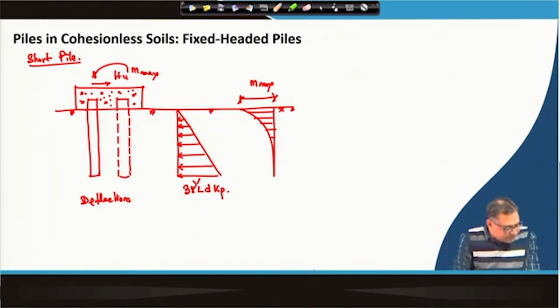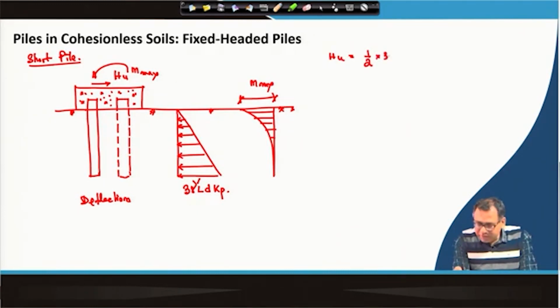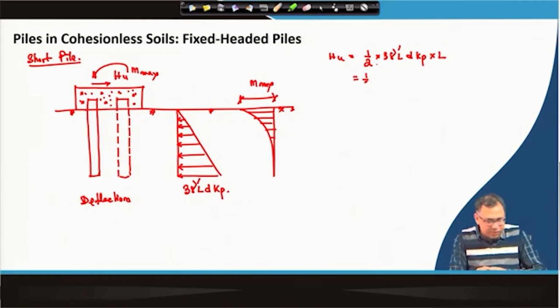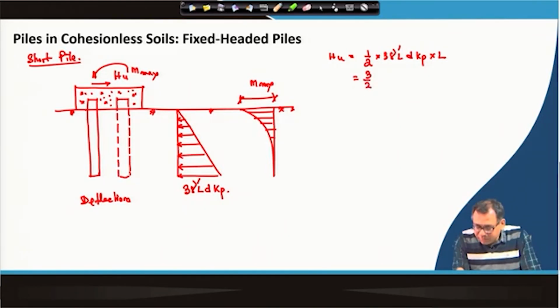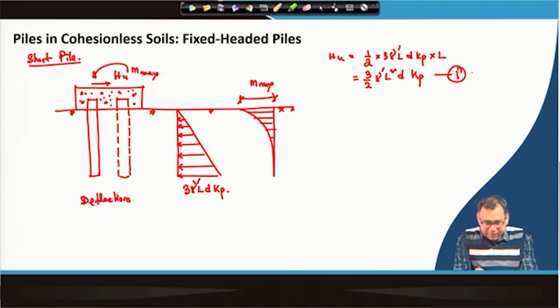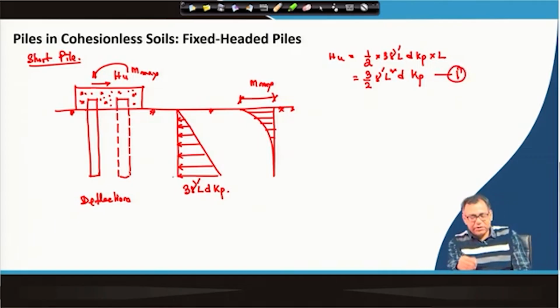For the short piles we have to determine again Hu. So, Hu will be equal to this total resistance. So, this will be half into 3 gamma dash L d Kp into L. So, Hu will be 3 by 2 or 1.5, so I am writing 3 by 2 gamma dash L square d Kp. So, this is equation number 1.